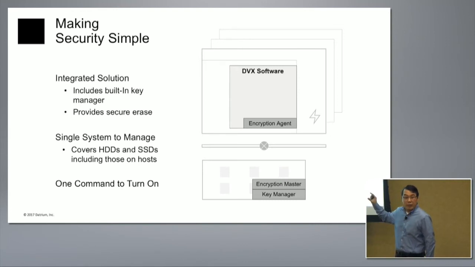We're talking about Datrium blanket encryption covering a lot of the devices on all the different hosts that you have, and also on the data node, right? There is an encryption agent running on each of the different hosts, and they're all working together with an encryption master on the Datrium data node, so that there is only a single point of management. There's only a single system that deals with all of these different NVMe devices, SSDs, and HDDs spread throughout your cluster. And we've made it such that it's only one command to turn on.